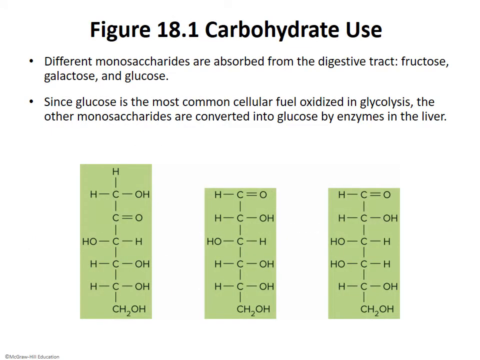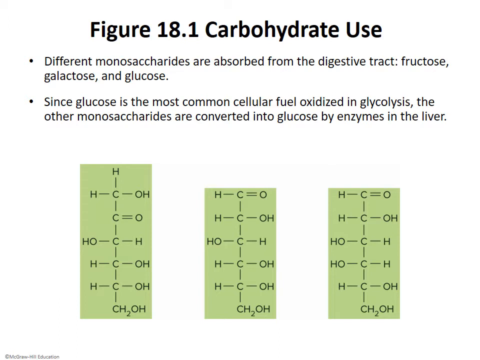Now, this slide is going to show the three different monosaccharides, or single sugars, or simple sugars, if you want to call it. The one on the far right is called glucose. You don't have to know these. You're not going to have to identify them for me or really in the future. But fructose, galactose, and glucose are the three main monosaccharides.